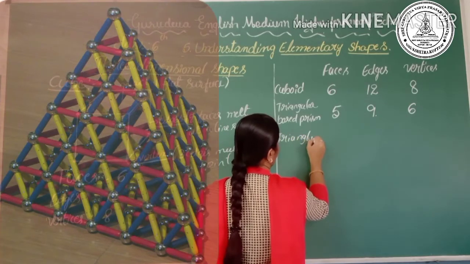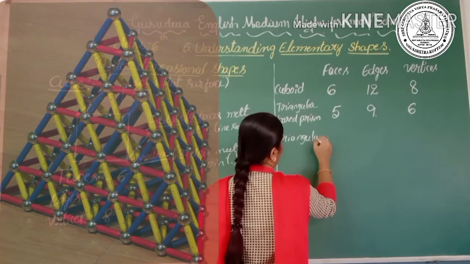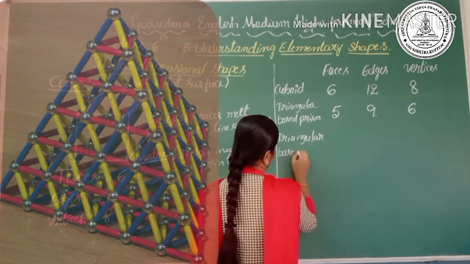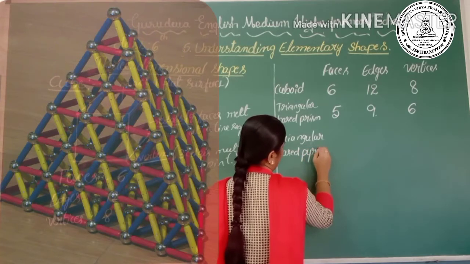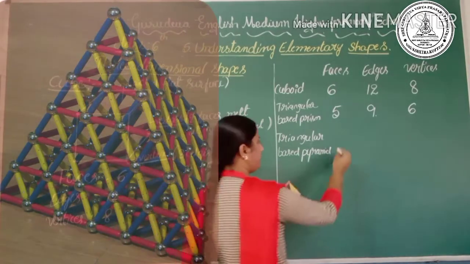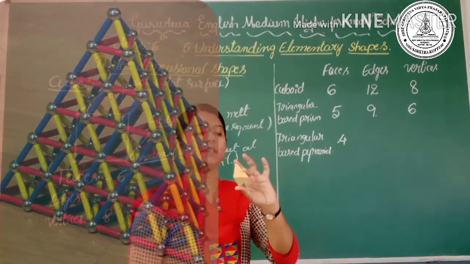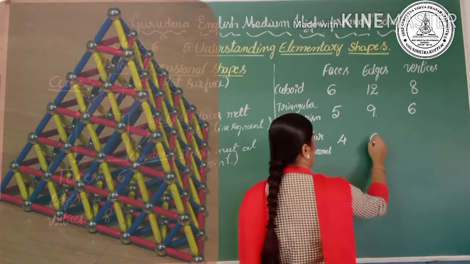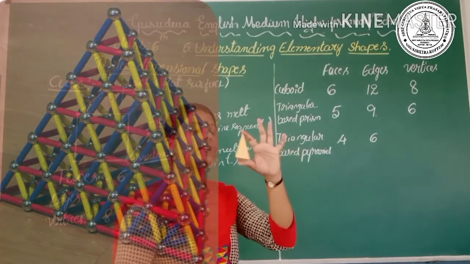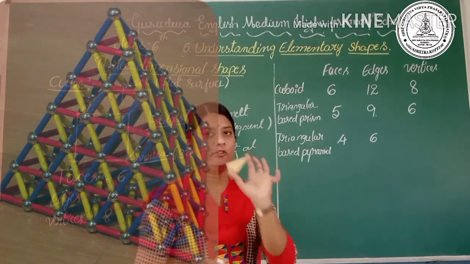Triangular based pyramid. The triangular based pyramid has how many faces? It has 4 faces. And how many edges are there here? Yes, it has 6 edges. Yes, the number of vertices of the triangular based pyramid is 4, right? 1, 2, 3, and this is the 4.